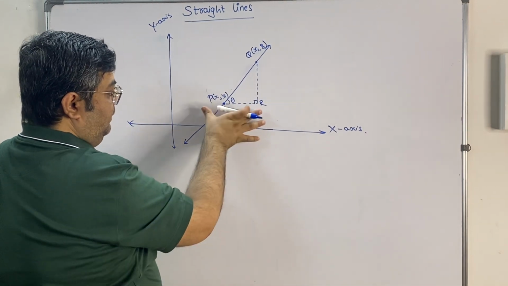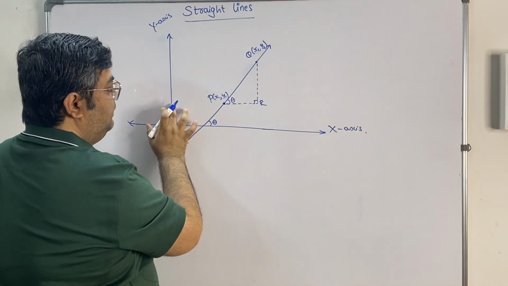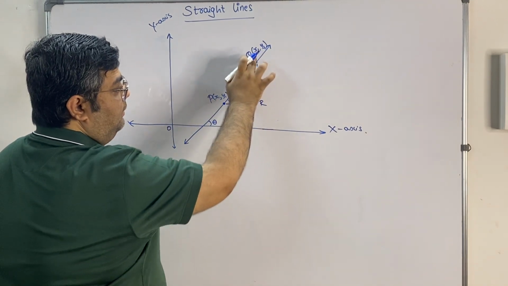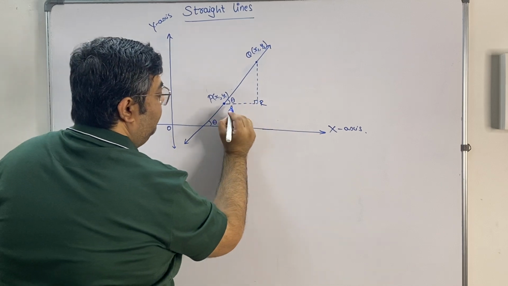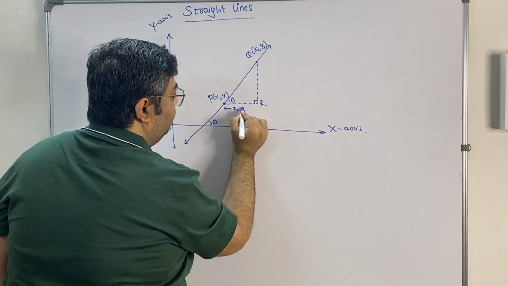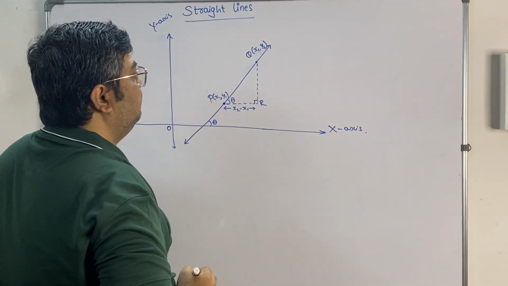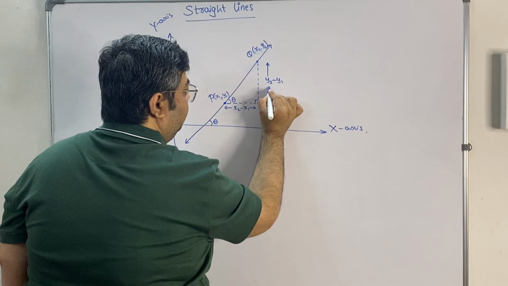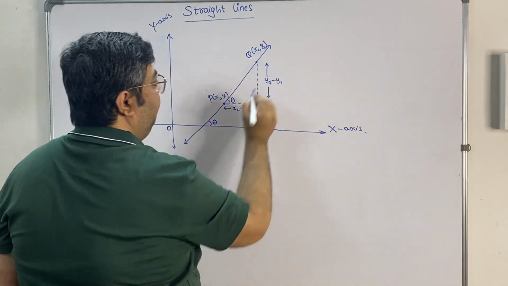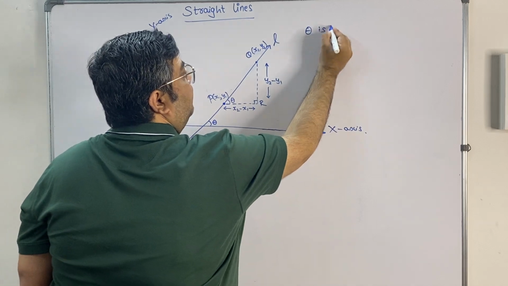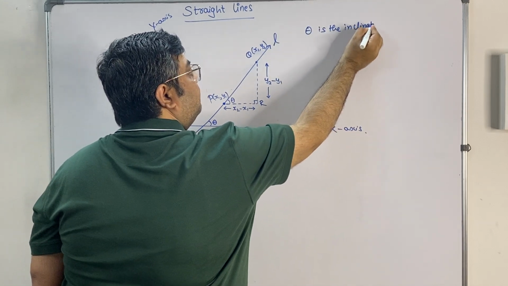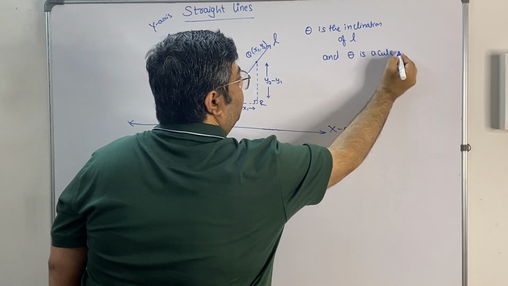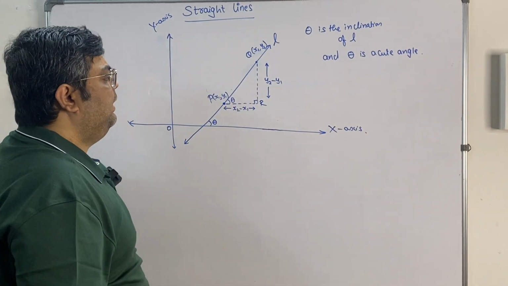Again, if you observe, here is the origin. The distance from origin to P is x1, and the distance from origin to R is x2. So this is x2 minus x1. Similarly, QR is y2 minus y1. So suppose this is the line L, and theta is the inclination of L and theta is acute. It is an acute angle less than 90.